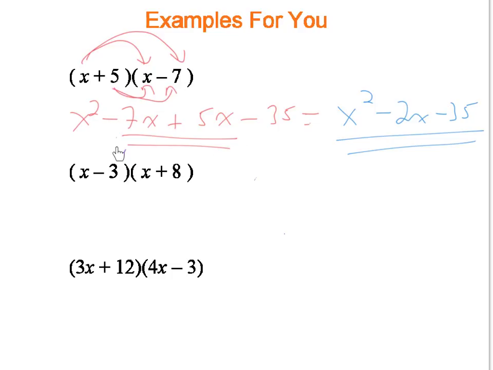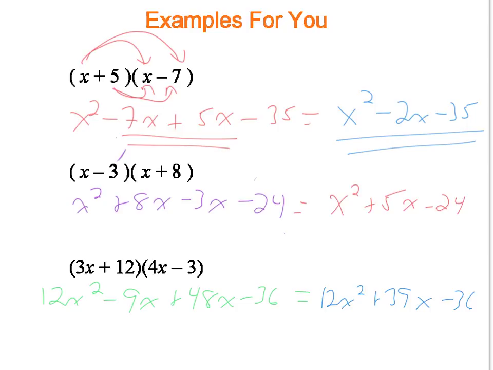I combine my like terms right here. I'm going to get x squared minus 7x plus 5x is negative 2x minus 35. So this is my factored form, and this is my multiplied form, okay? Why don't you guys try these next two on your own, stop the tape, and then we'll get ourselves all caught up. Multiply these two binomials out using the FOIL method.